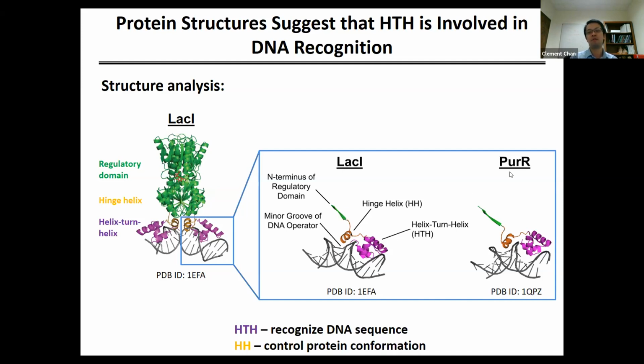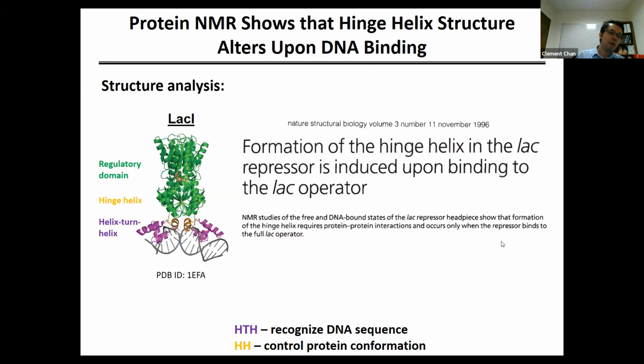For example, I'm also showing a structure from another protein called PurR. If you look at these two structures, they are highly similar. Also, some previous NMR studies showed that when the proteins bind to the DNA or dissociate from the DNA, only the structure of the hinge helix is changing. So it shows that the hinge helix is involved in controlling the protein structure, which then mediates the binding and dissociation of the protein from the DNA.